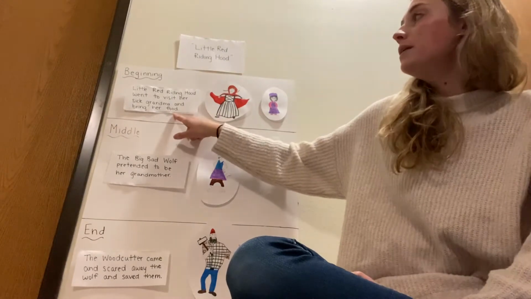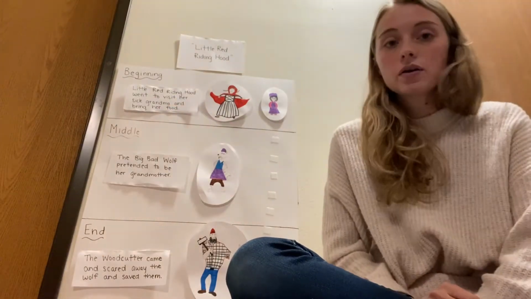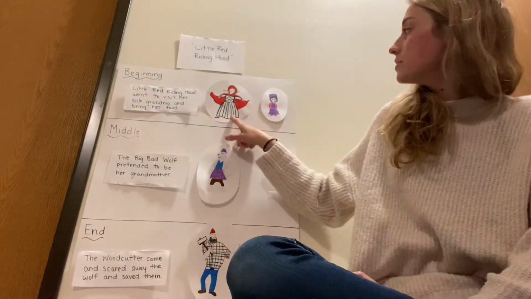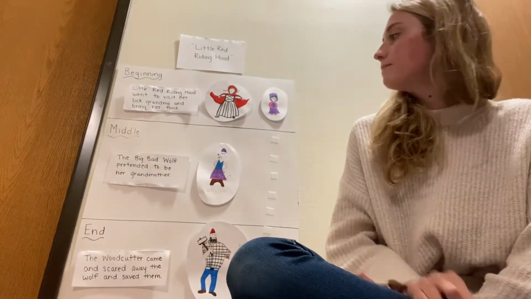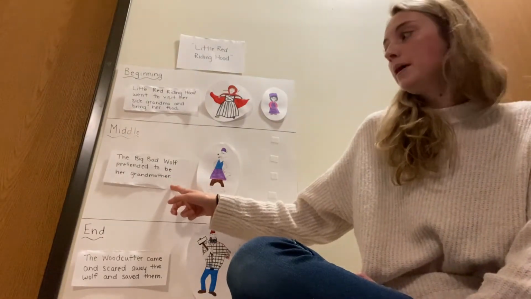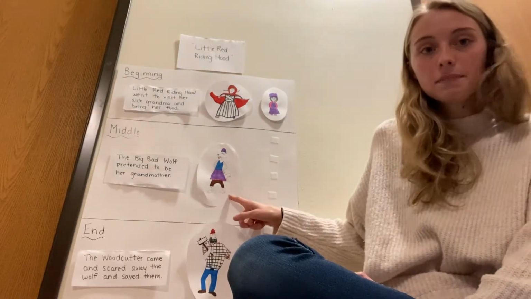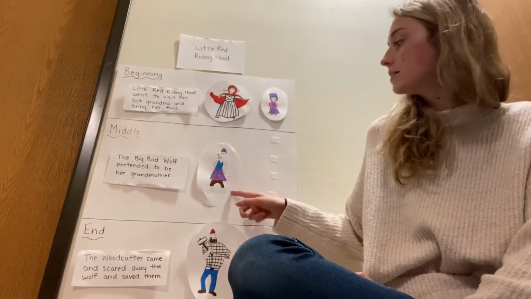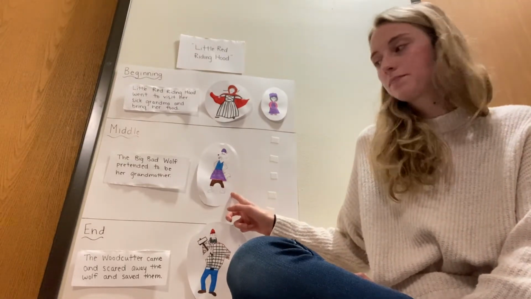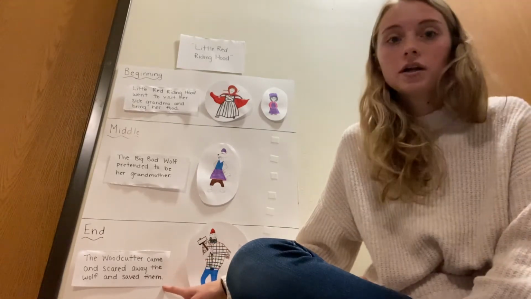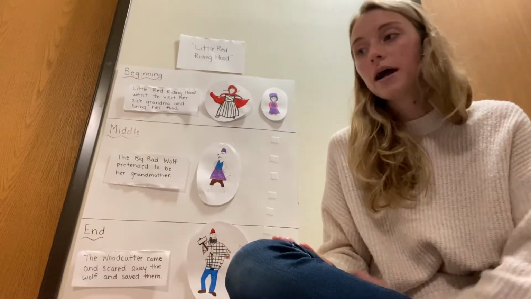For the beginning of the book, we saw Little Red Riding Hood going to visit her sick grandmother and bring her food. So here's Little Red Riding Hood and there's grandmother. Those are two of the characters that we saw. Then in the middle, the big bad wolf pretended to be her grandmother. So here's our big bad wolf dressed up as grandmother. That's another character. And does anybody remember what happened at the end? You're right. The woodcutter came and scared away the wolf and saved grandmother and Little Red Riding Hood.